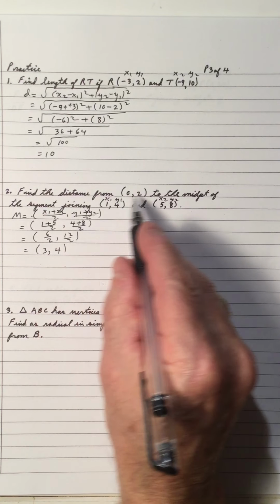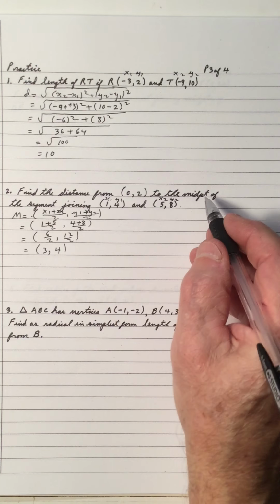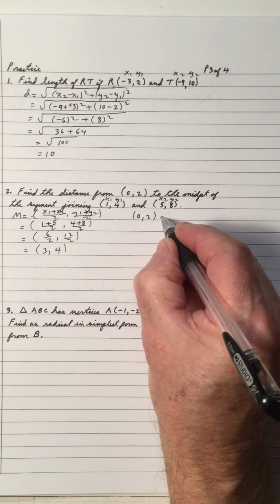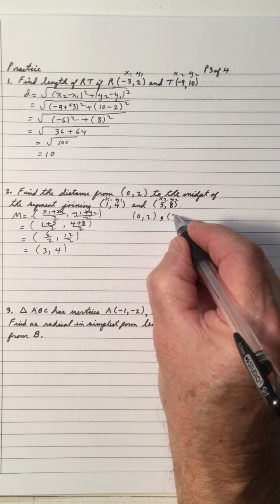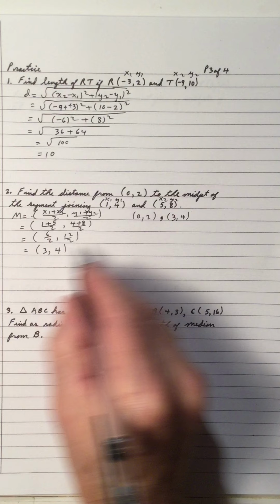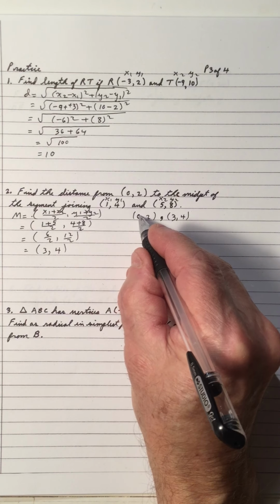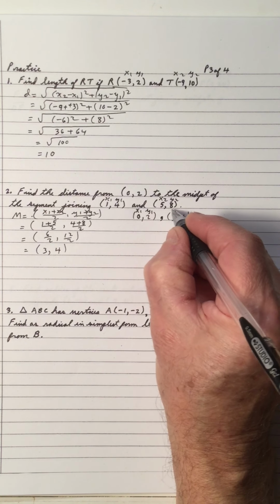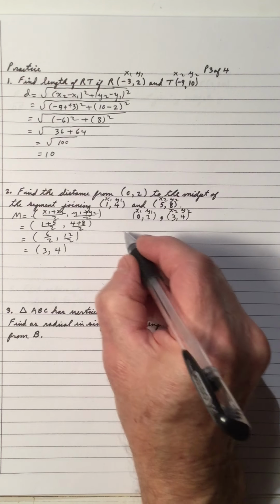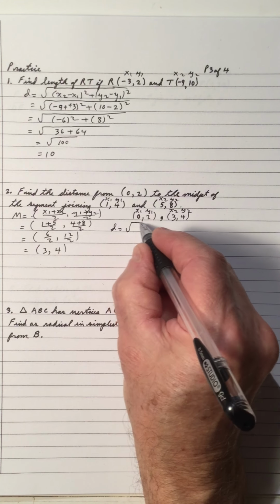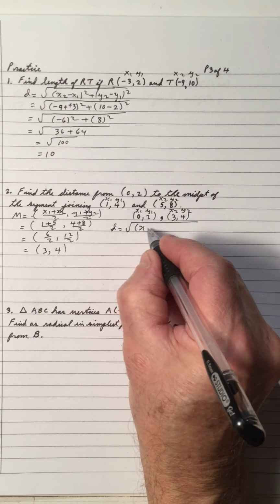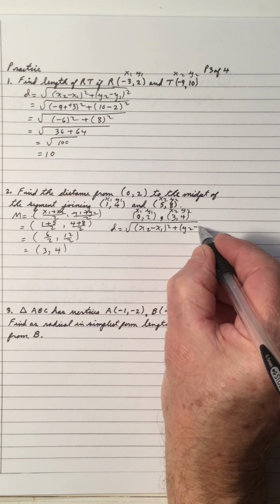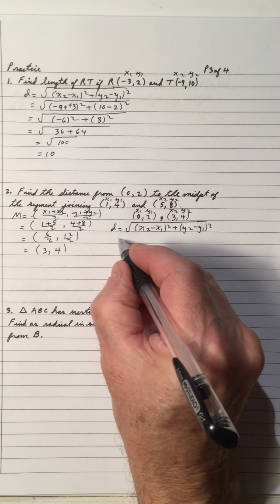Now it wants the distance from 0, 2 to the midpoint. So what we're now doing, we're looking at 0, 2, and we're also looking at the midpoint. So I found the midpoint. Now I'm going to use these 2 points to find the distance. So this is x1, y1. This is x2, y2. And the distance formula is the square root of x2 minus x1 squared, y2 minus y1 squared.